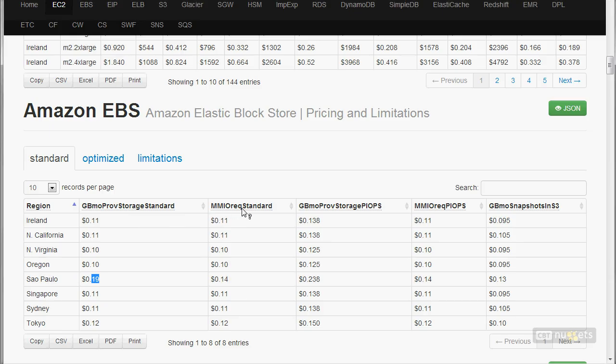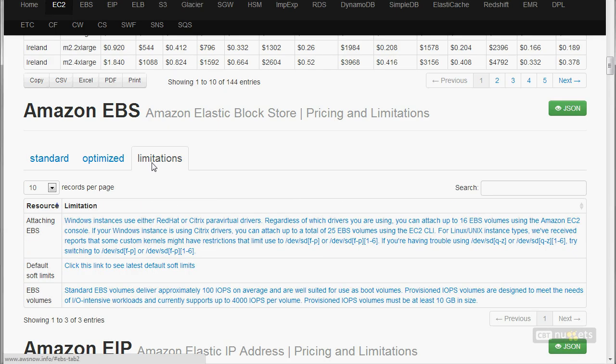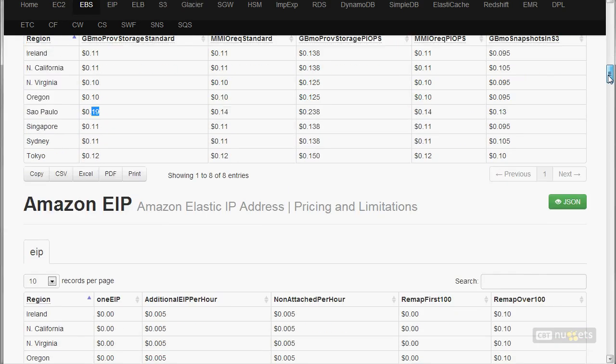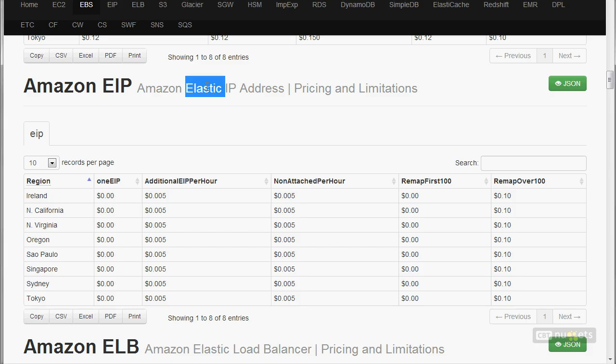So you can see, and then, this is getting into stuff we haven't talked about yet, like provisioned IOPS and so on. Even have a little limitations tab of what are the soft limits, just kind of notes about all of that. So that's for storing your hard drive if you want to do that. Elastic IP addresses. Again, it's difficult to talk about all this because we haven't covered it, but if you want a static public IP address for your instance, for one of them, it's free. They'll include that. If you want additional ones, they're going to charge you half a cent per hour.